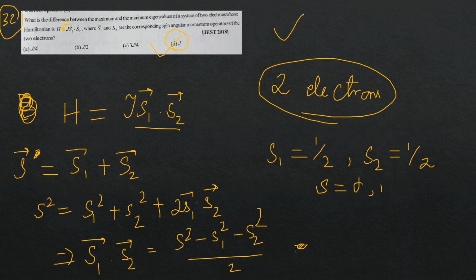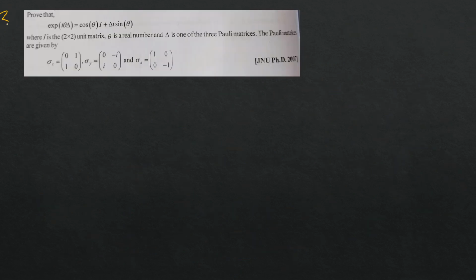Okay. Next is question number 33. Try this question. Prove that exponential i theta delta is equal to cos theta I plus i delta sin theta, where I is the 2 by 2 unit matrix, theta is a real number, delta is one of the three Pauli matrices, and Pauli matrices are given by this. Okay, so try. You take 2 minutes to try this question. Otherwise, you can pause the video.